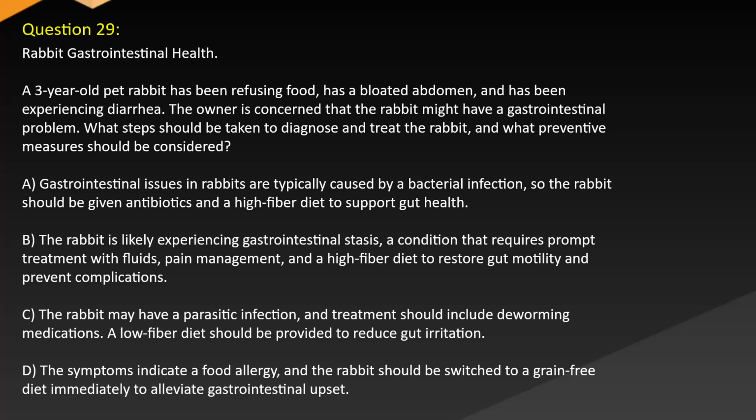B. The rabbit is likely experiencing gastrointestinal stasis, a condition that requires prompt treatment with fluids, pain management, and a high-fiber diet to restore gut motility and prevent complications. C. The rabbit may have a parasitic infection, and treatment includes deworming medications. A low-fiber diet should be provided to reduce gut irritation. D. The symptoms indicate a food allergy, and the rabbit should be switched to a grain-free diet immediately to alleviate gastrointestinal upset.